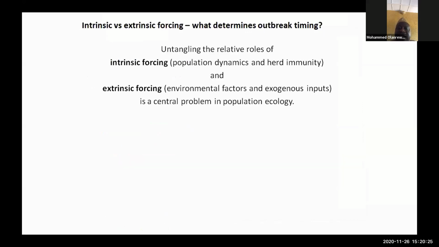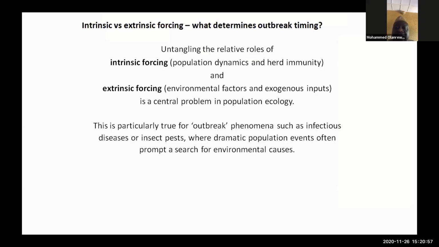So what are we saying here? Intrinsic versus extrinsic forcing. What determines outbreak timing? Untangling the relative roles of intrinsic forcing, population dynamics and herd immunity, and then extrinsic forcing, environmental factors and exogenous input is a central problem in population ecology. And towards the tail of today's lecture, we'll be able to see where I said those people that may want to learn more about modeling some area for research. That is an area that is in fact open for people to still learn more.